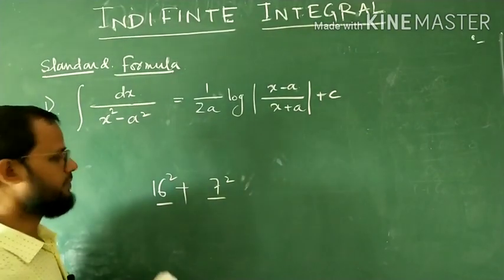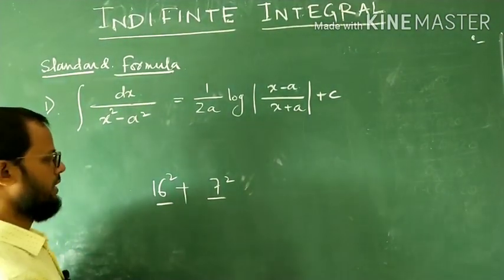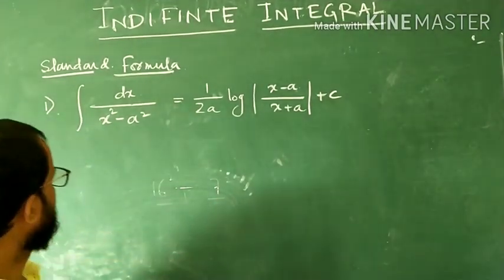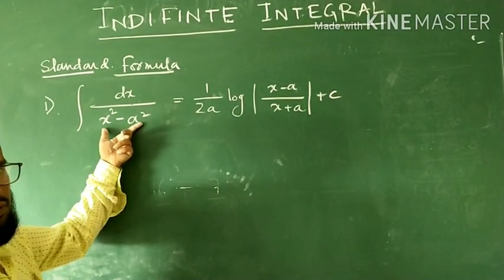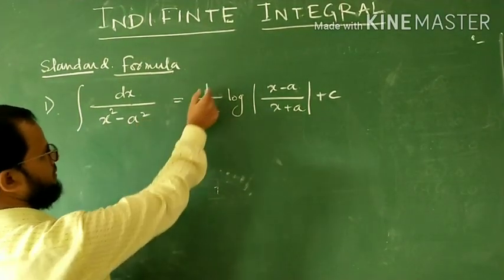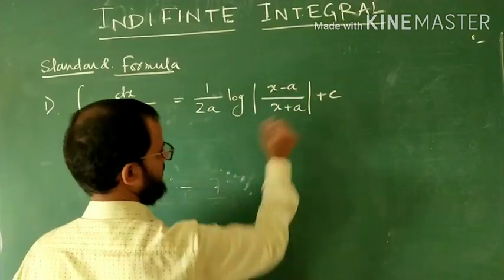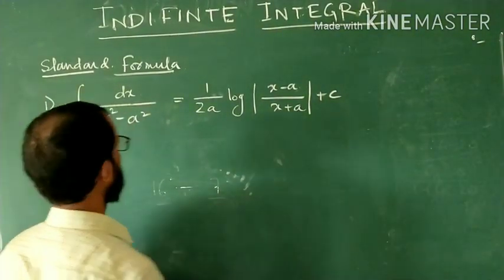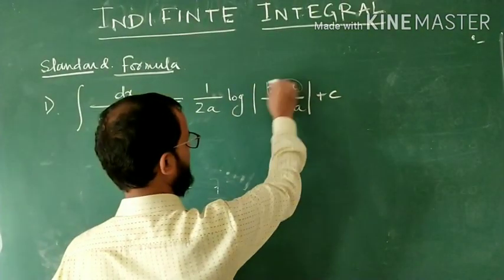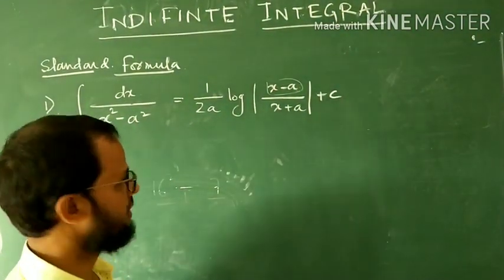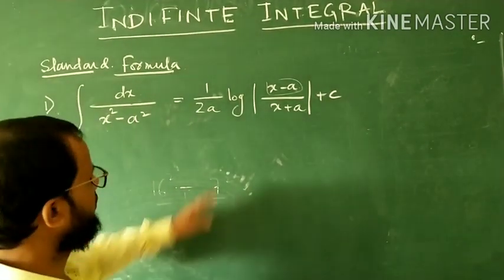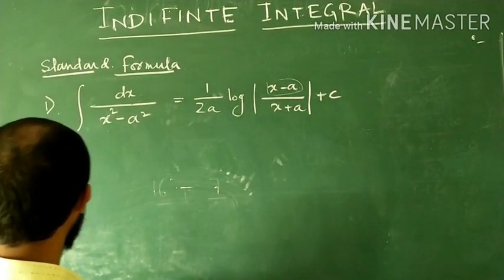If you take plus, what will you call it? Sum of two perfect squares. And if you take difference, then you will say it is a difference of perfect squares. So the denominator is a difference of perfect squares. So what is the formula? You have to write 1 by twice a, where a is the constant, log modulus x minus a divided by x plus a. How to remember? Because your expression is x square minus a square, so in the numerator there will be x minus a, and automatically in the denominator x plus a. We have to remember the formula using a little technique. If you do not remember this, you cannot apply it.